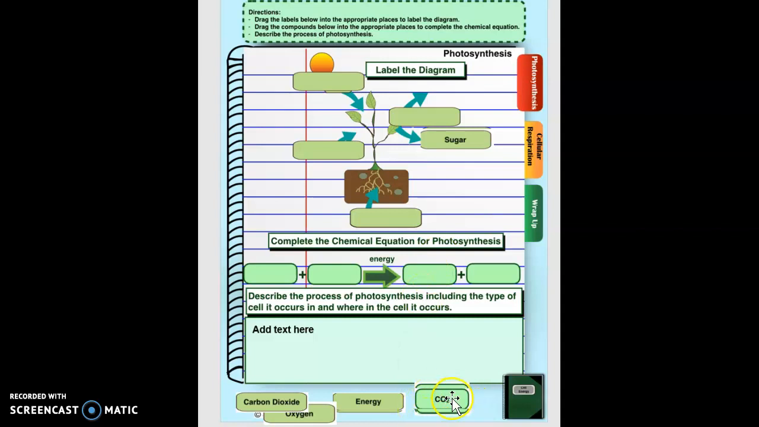And then let's look at our formula. So CO2 is carbon dioxide. Carbon dioxide is something that our plants use. So you need to drag it up here and put it into the beginning of our formula. That's our reactants, what's going to react. Plants also need water, so we're going to put that in our reactants as well. And you'll notice there's energy up here. The energy is, of course, light for photosynthesis.